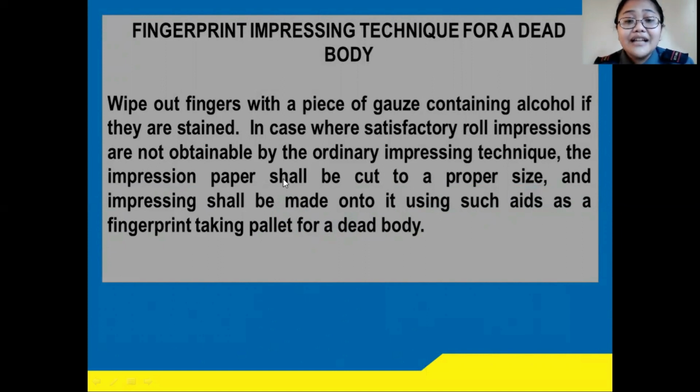The impression shall be cut to a proper size and impressing shall be made onto it using such aid as a fingerprint taking palette for a dead body. So in this case, for the fingerprint impressing technique for a dead body, it is important also to know exactly what the case of the crime is.